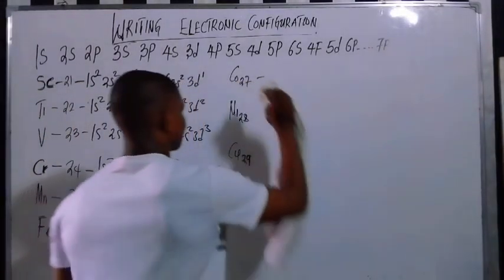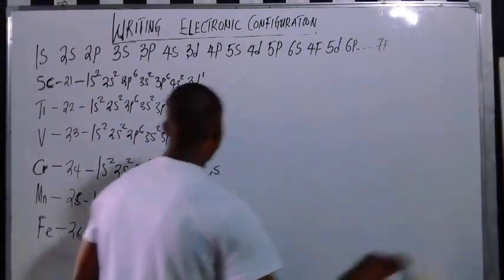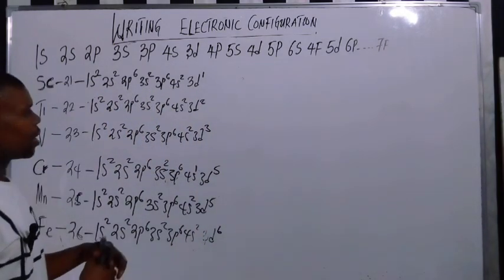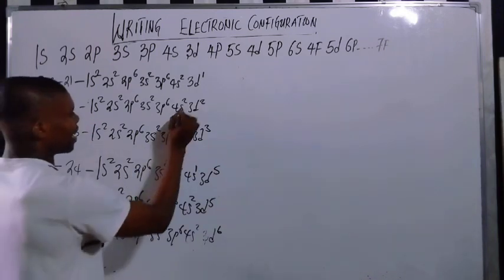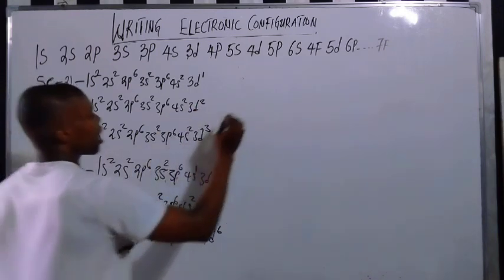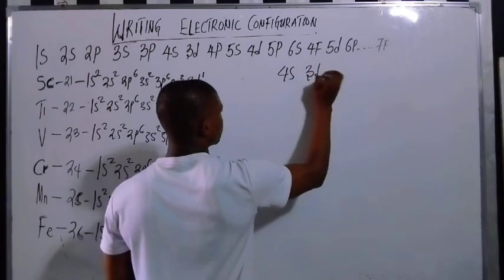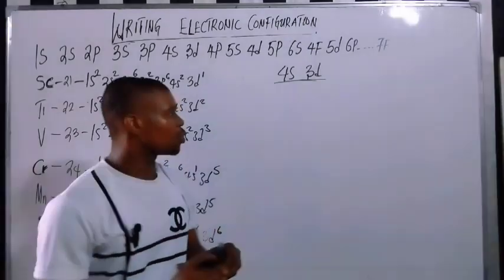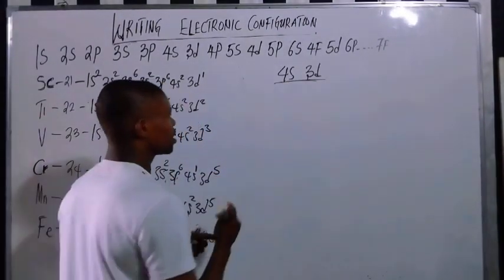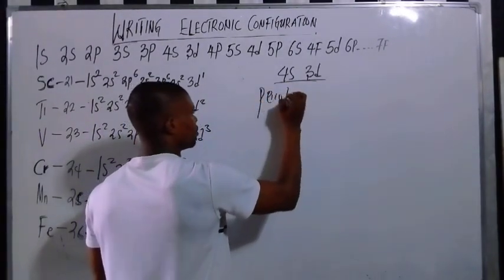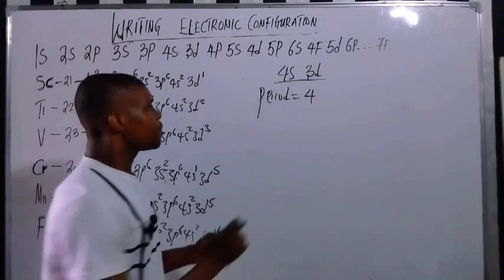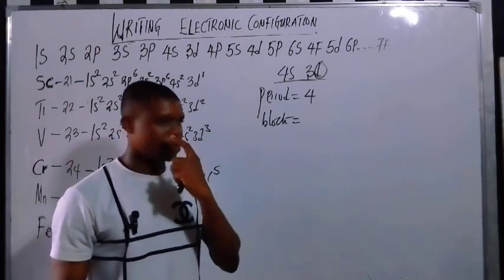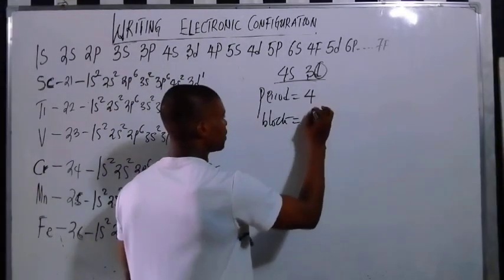But what I want to teach you here is this. How do you get the period, the group, and the block? If you check very well, you have 4s, 3d. Whenever you have something like this, the highest energy level is 4. So my highest energy level here will be the period. Period 4. Now the block is the d block.